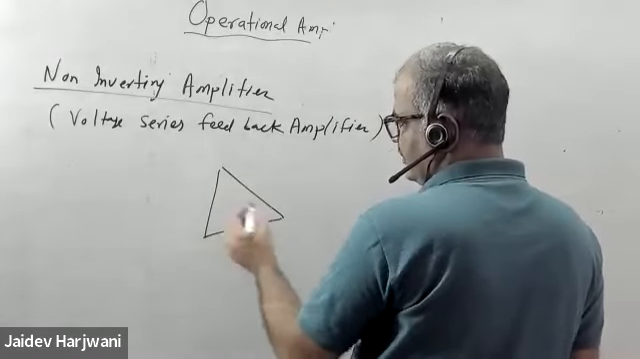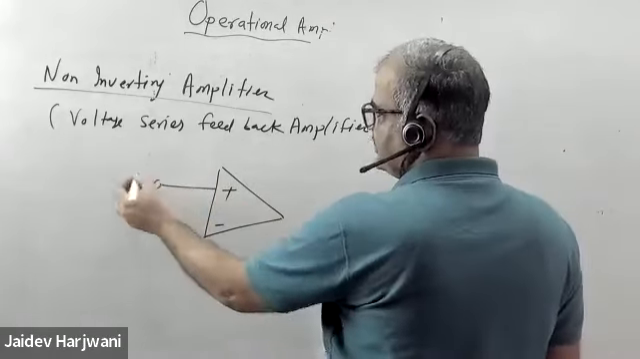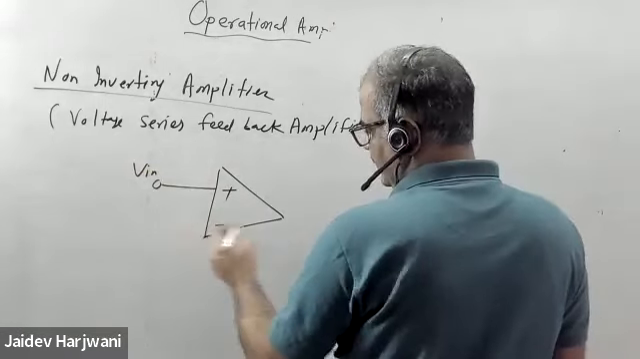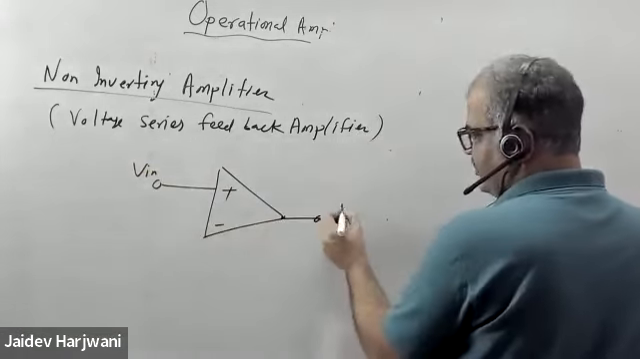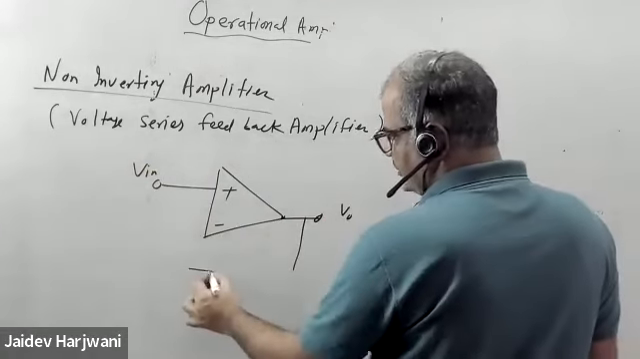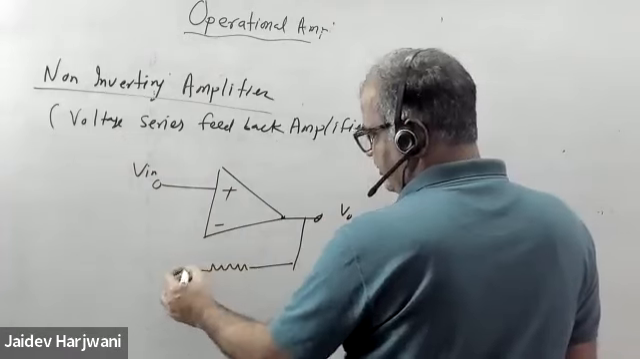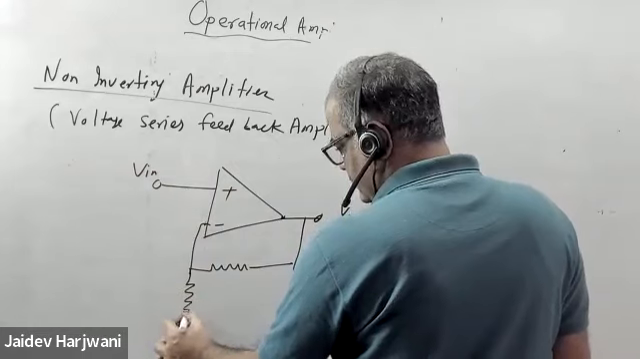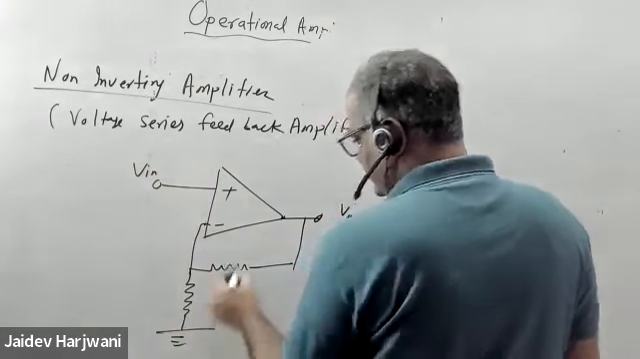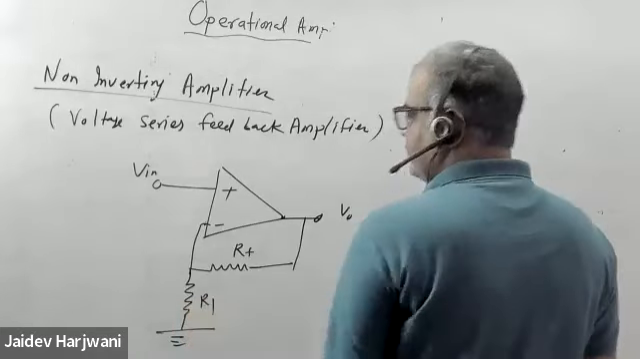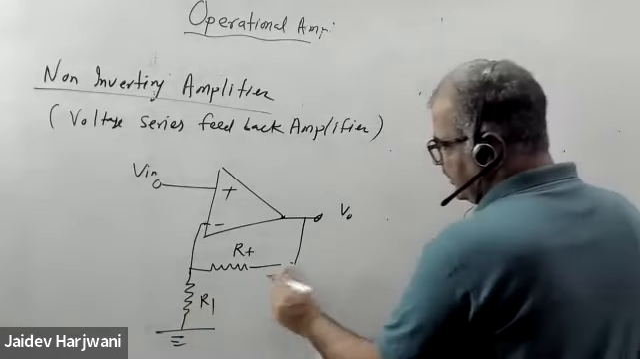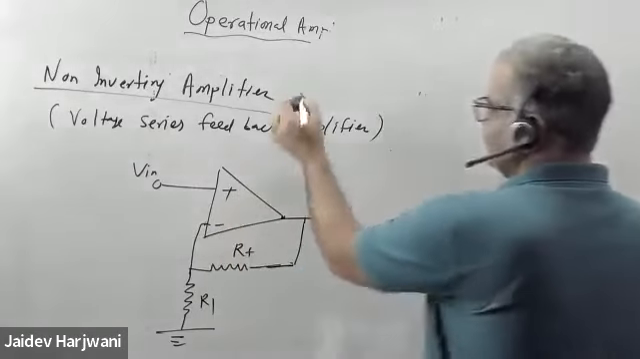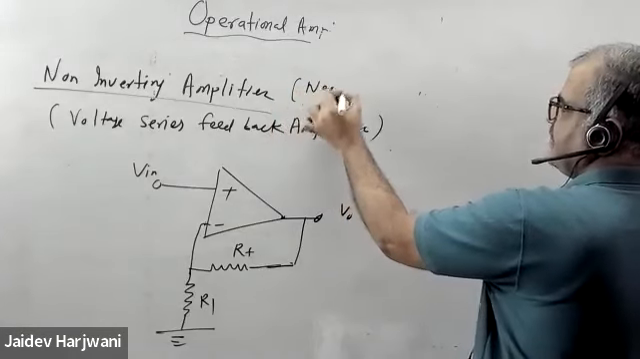You have plus and minus, and you are applying some signal to the non-inverting terminal. This is the V naught, and some feedback is coming from the output to the inverting terminal. Say this is my ground, this is my RF and this is my R1. So some feedback is coming to the negative, inverting terminal. That is negative feedback.